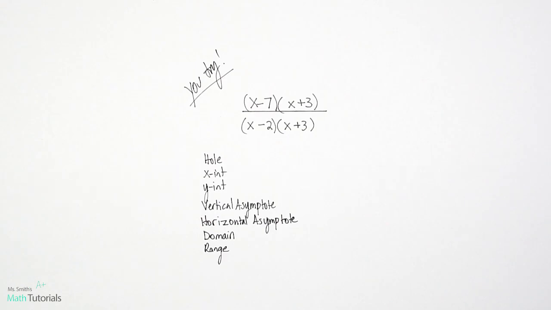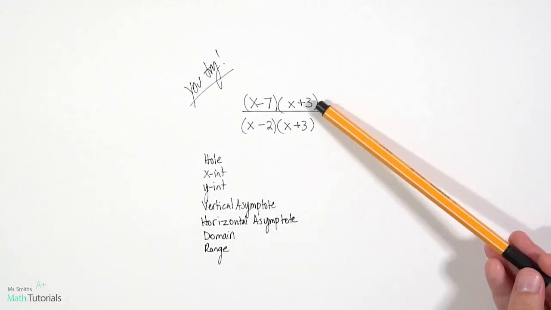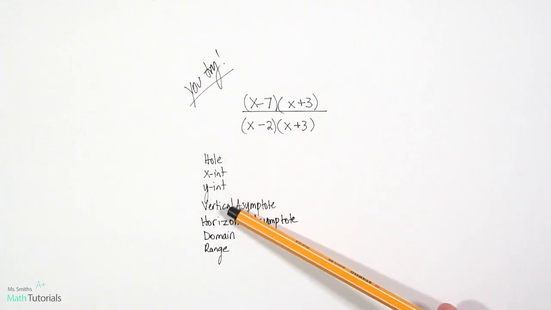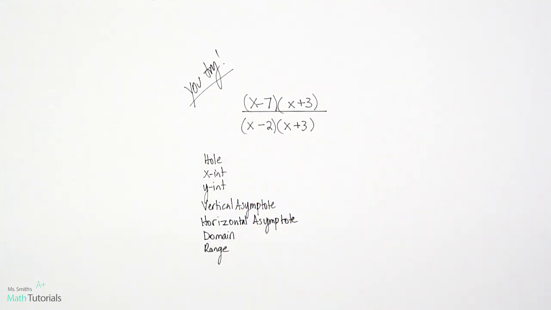Okay, here's one for you guys to try. I've given you a rational function, and if you find each of these components just like we did on the other pages, I will post the answers in the video description below.